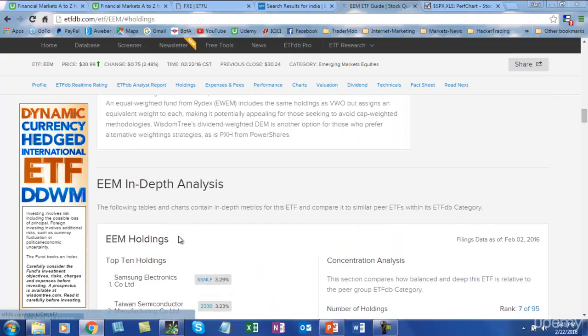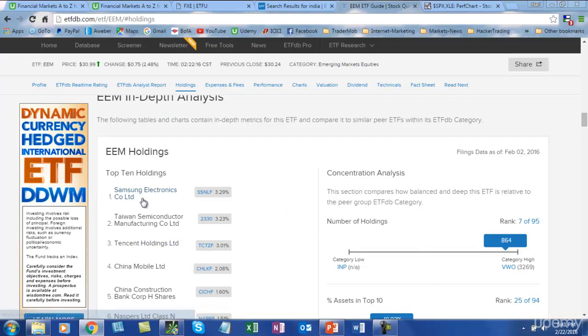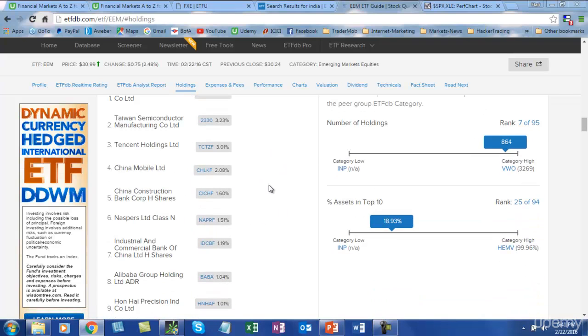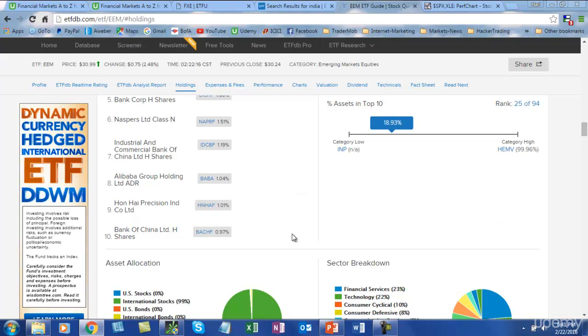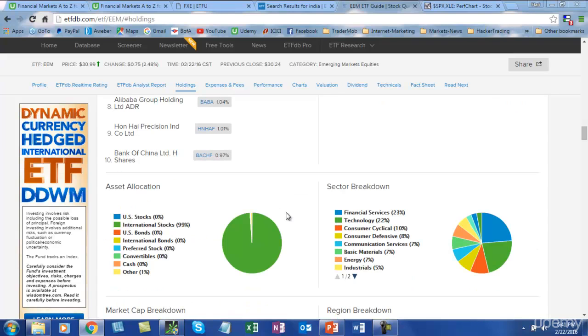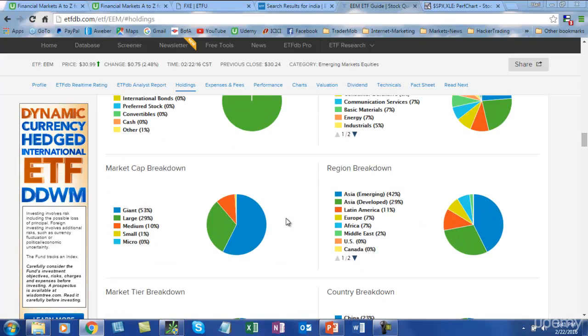So if you look at this, you're looking at some of the best companies in Korea and Taiwan and China. There is also going to be, lower down on the list, all the other emerging markets as well. And so here, if you look, emerging Asia is 42%. Asia developed is 29%. That's probably Hong Kong and Japan. Latin America.